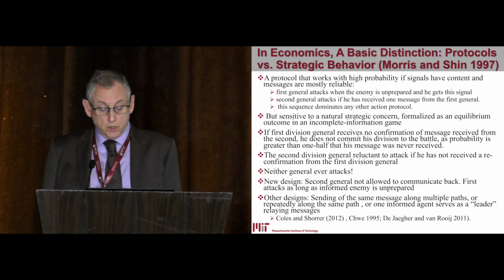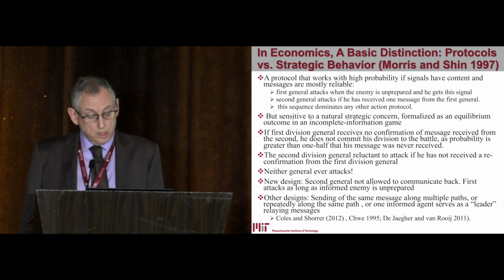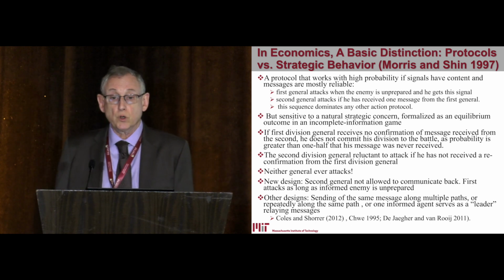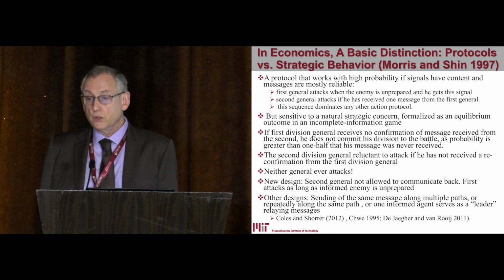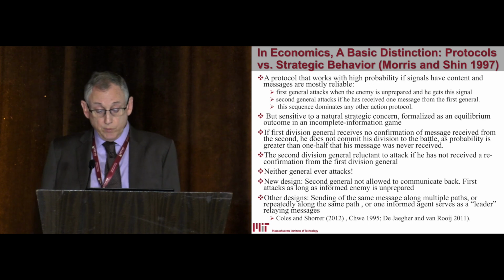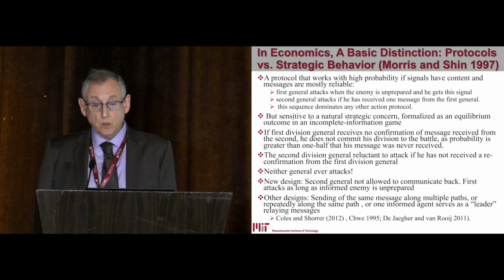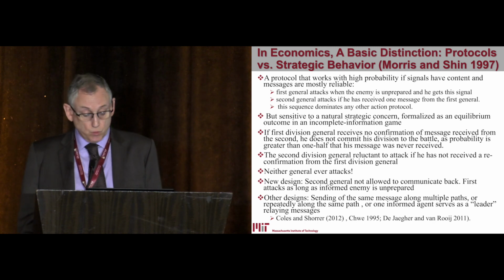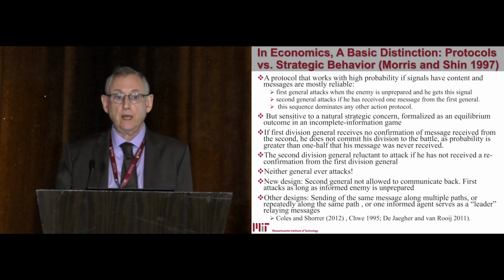There is a new design. The second general is never allowed to communicate back to the first. That's part of the new design. And in that case, the first attacks, as long as the signal is that the enemy is unprepared. And that works. So a very simple twist in the message space, as it were, achieves the desired outcome. And other people are hitting on the same thing in the economics literature: sending the same messages on multiple paths, sending them repeatedly on the same path, having one informed agent as a central node, as a leader, relaying all the messages. These are things that people have shown have good properties.